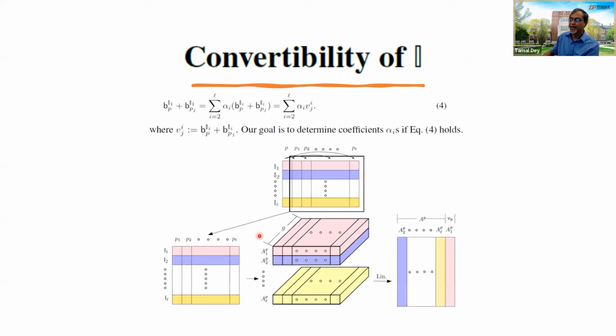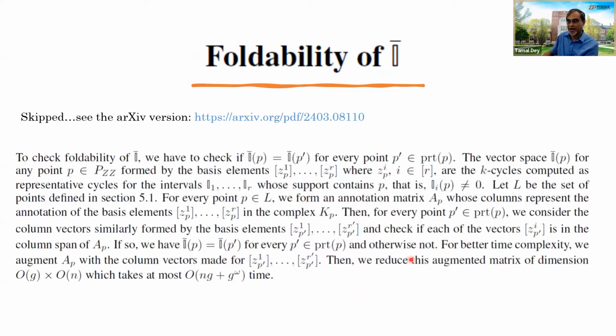Again, I don't think I have the time to explain how the algorithm exactly does. It's a bunch of matrix reductions. It's persistence algorithm like reductions. It's basically solving a large system of linear equations. That's what it boils down to ultimately. Okay, so once you do that, again, I just do not have the time to go over that details, but it is there in the paper. And again, foldability of I-bar, again, you can see it there.